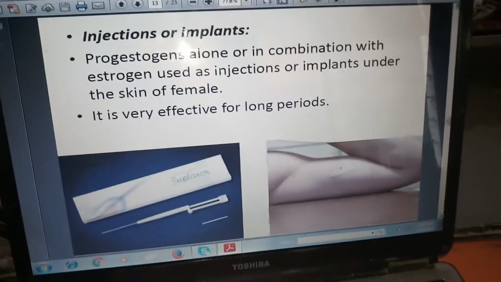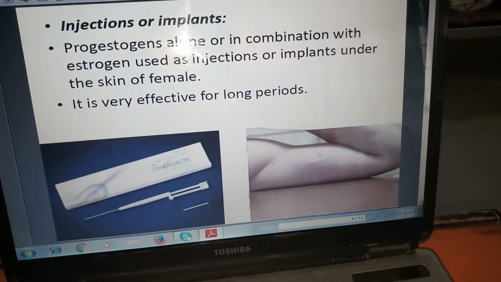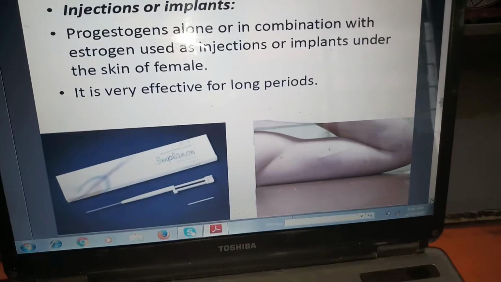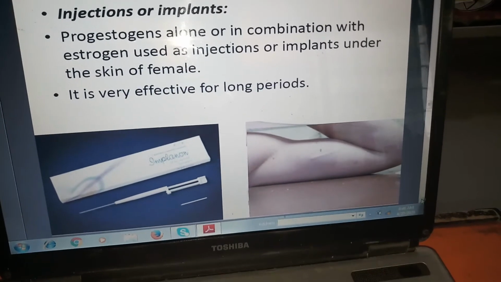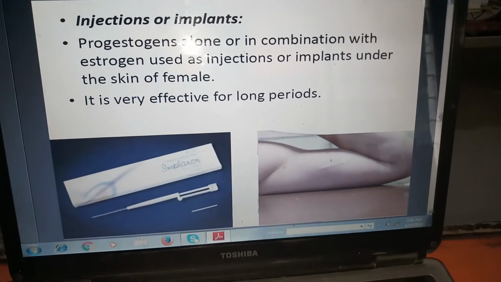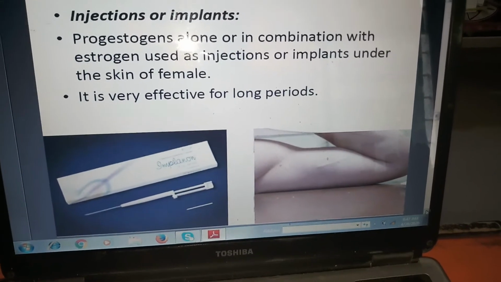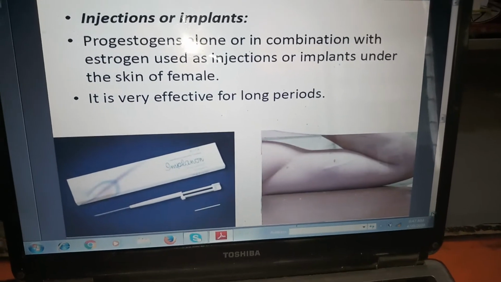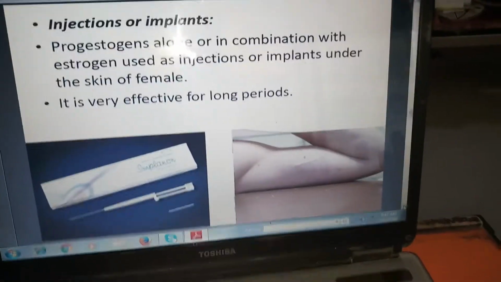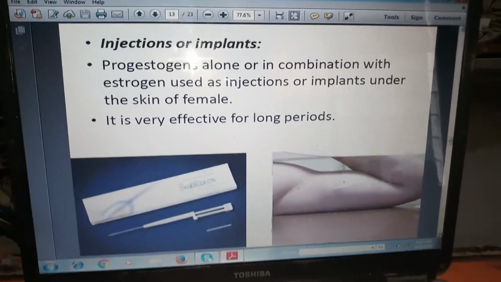Now next you can see injections or implants. Progesterone alone or in combination with estrogen is used as injections or implants under the skin of females. As the name suggests, the hormone progesterone or estrogen or a combination of both is injected into the skin of the female, and it is very effective for long periods. Once this hormonal therapy is given through the skin, it is effective for a long period.